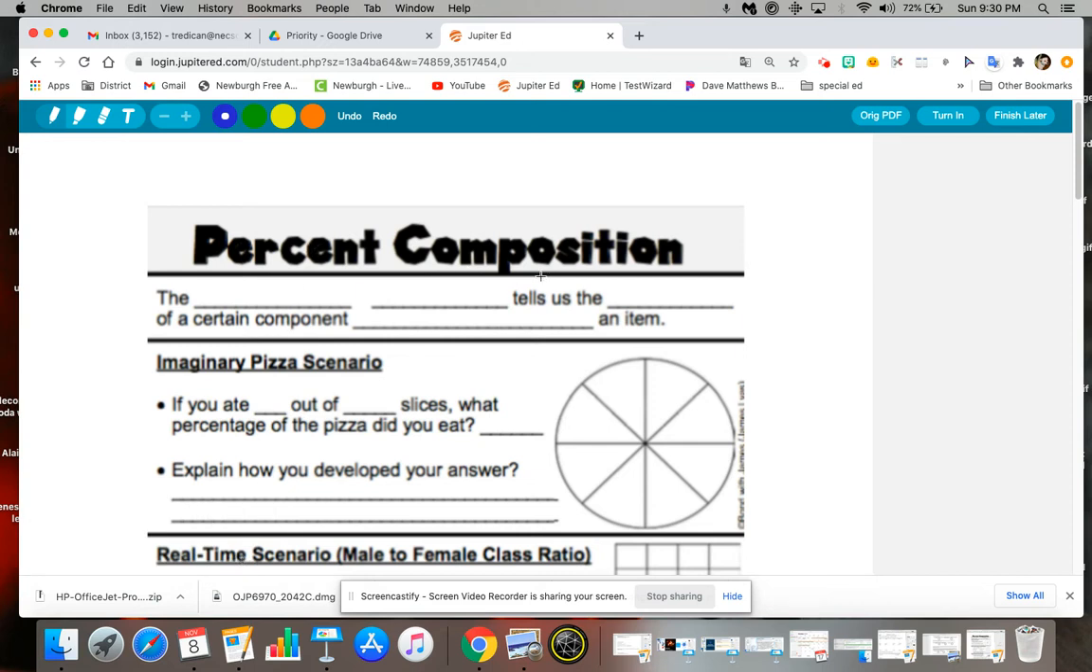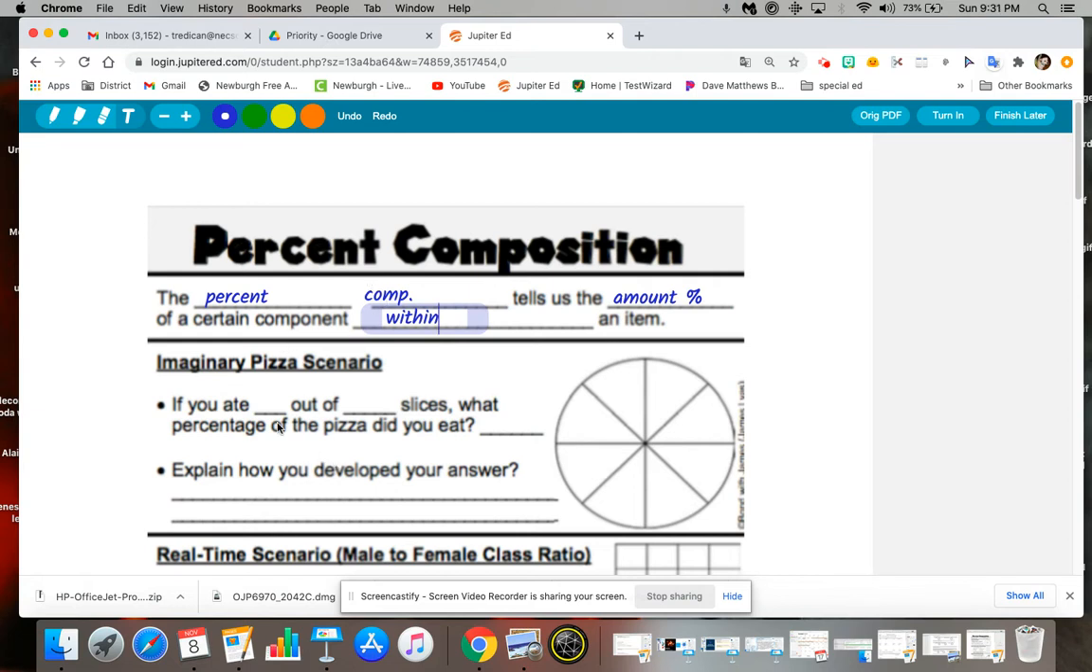So we're going to go ahead and do this together. I like using the text tool. And we're going to be learning about percent composition. Okay, so the percent comp, I'm going to abbreviate, tells us the amount, really the percent of a certain component within an item. So it's the part you're studying out of the whole thing.